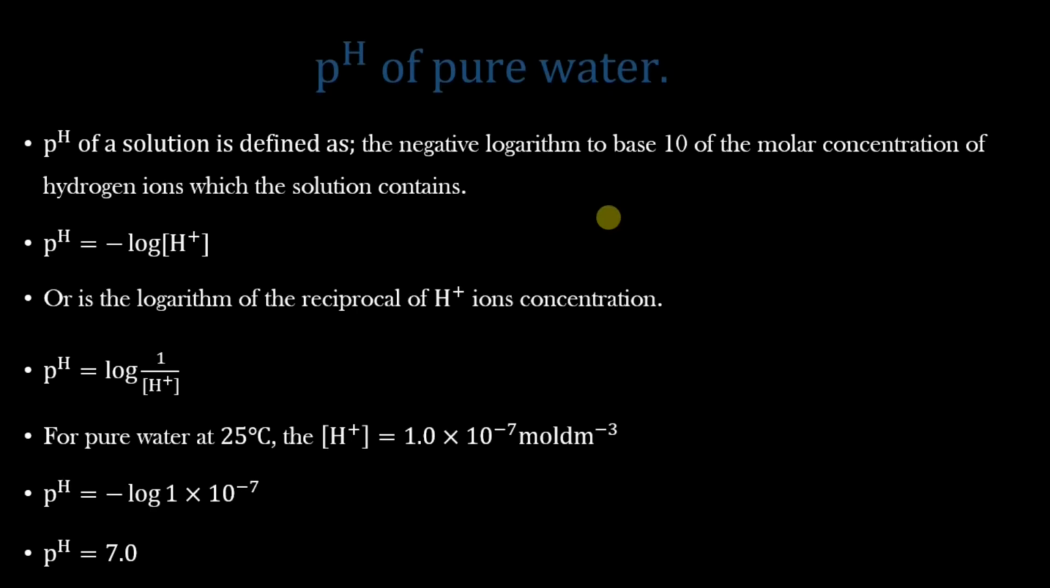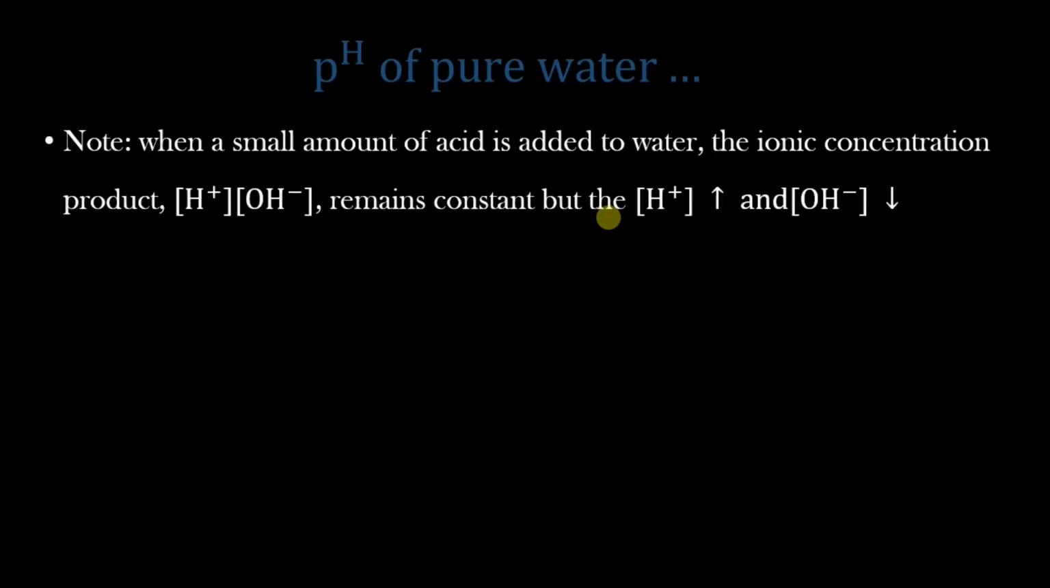And that's why we say the neutral pH of water at 25 degrees Celsius is 7. It is just 7 at 25 degrees Celsius, so take note of that. When the temperature changes, the neutral pH will change, as we shall explain later.